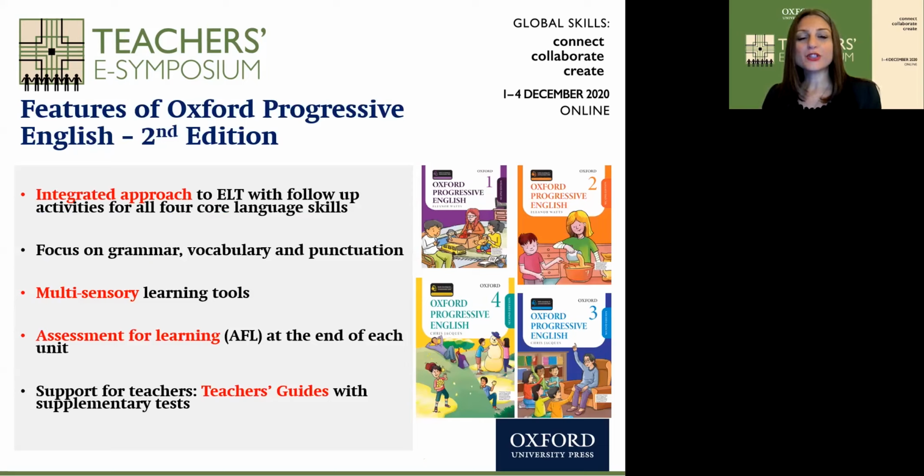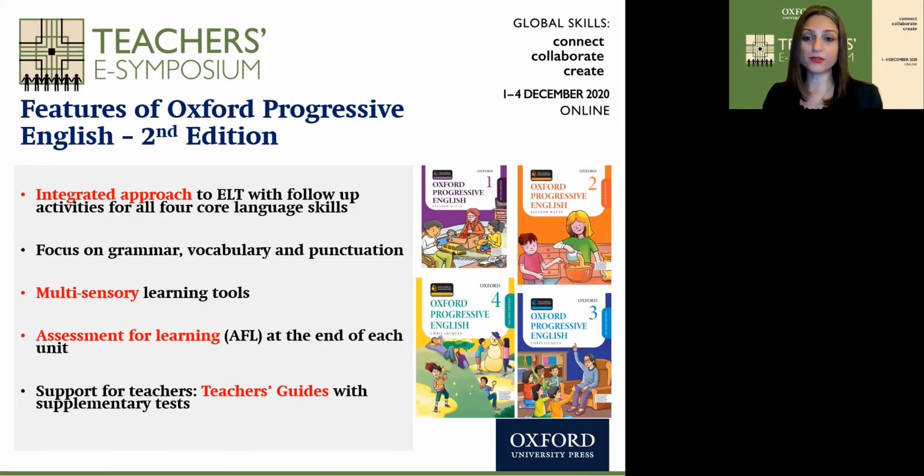The reading and comprehension strategies that we will discuss are from the Oxford Progressive English book, which has been revised this year. This is the second edition, and it incorporates an integrated approach to ELT with follow-up activities for all 4 core language skills. The idea is to bring in texts from different subjects so that children develop the life skills and a wider breadth of knowledge that is required to handle all subjects, because their examinations in most subjects are taken in English. It becomes a skill throughout their academic life.